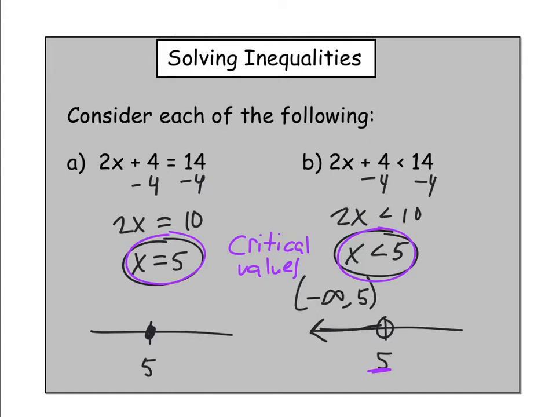As the problems get more complicated, you're going to want to have a method to use. Basically, it involves these steps: solve it as if it were an equation, get your critical value, plot the critical value, and then see which interval, meaning the numbers to the left or right of that, interval 1 or interval 2, actually satisfies the original inequality. So let's take a look at some more complex ones and walk through those.